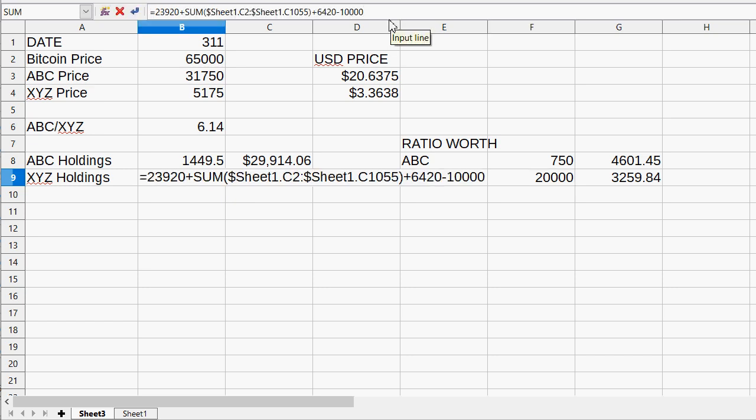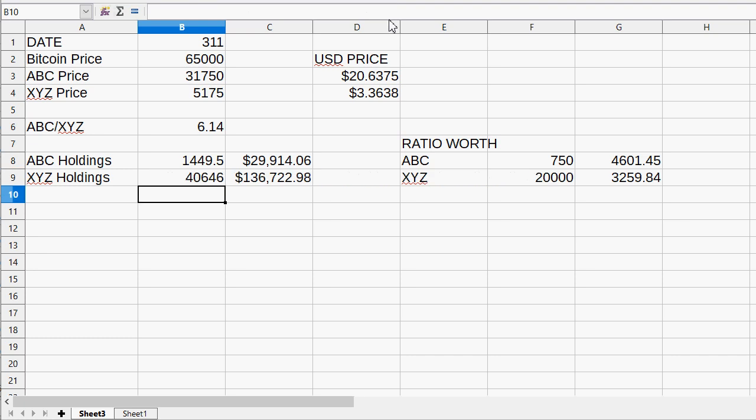Let's just assume we're going to do that again. Taking 10,000 of it for cash, and at $3 a coin, that's $33,000. So now you do what you do with that.